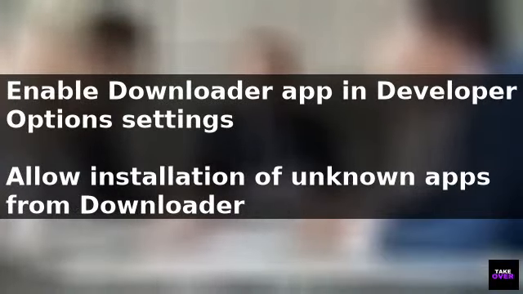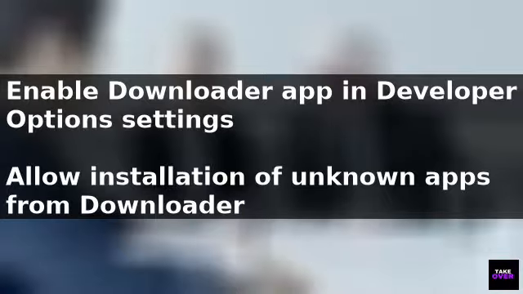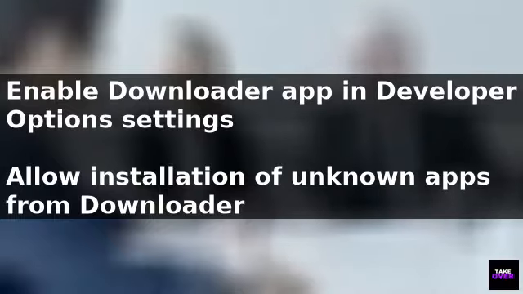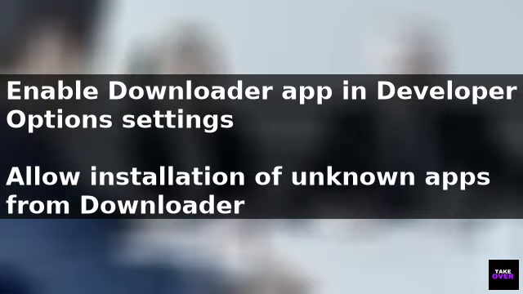Next, go to the settings on the home screen. Select My Fire TV, then Developer Options, and choose the Install Unknown Apps option. From there, enable the Downloader app.